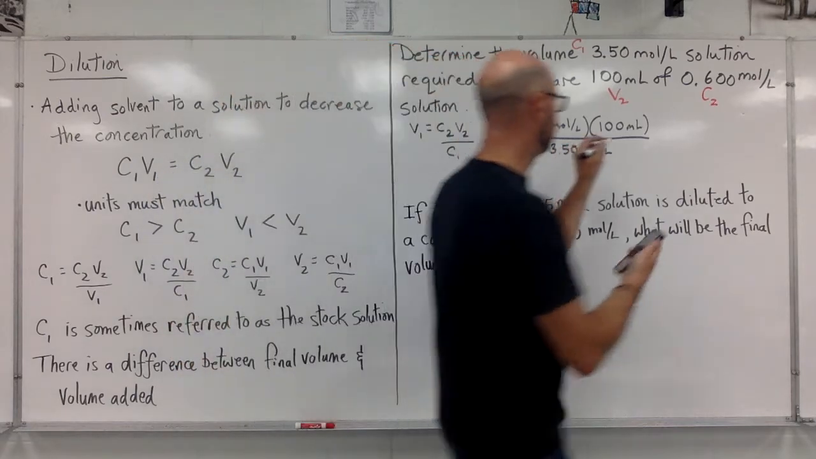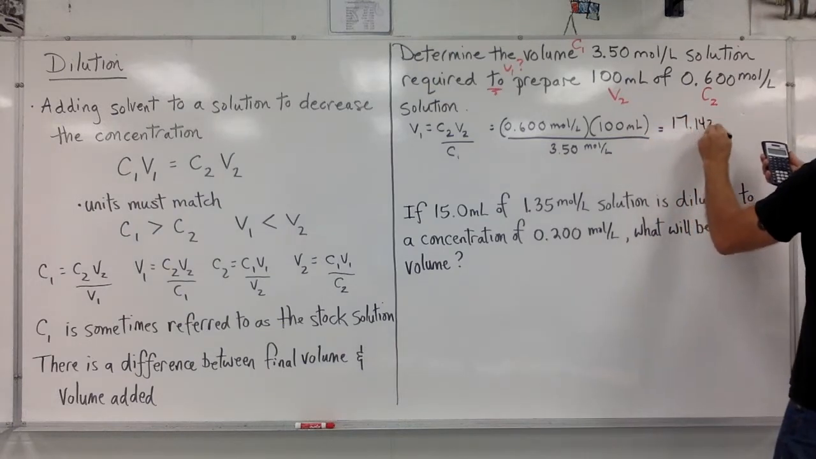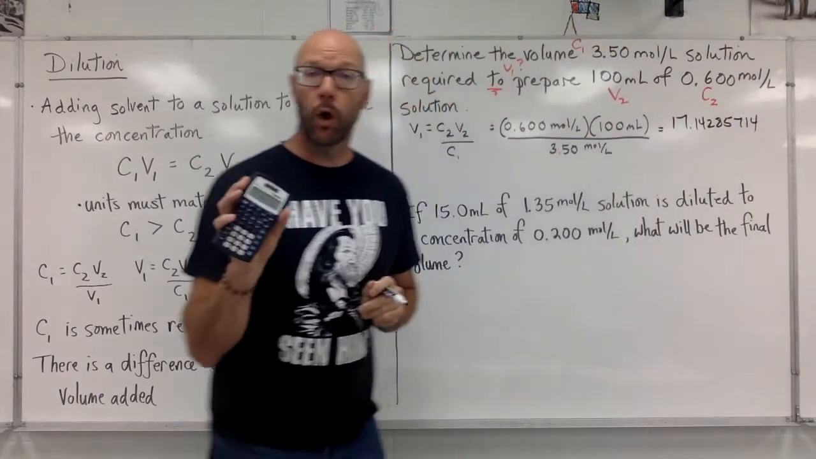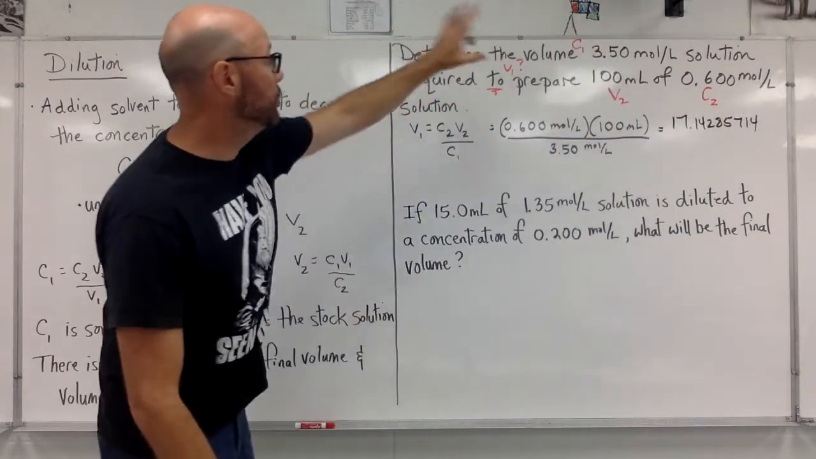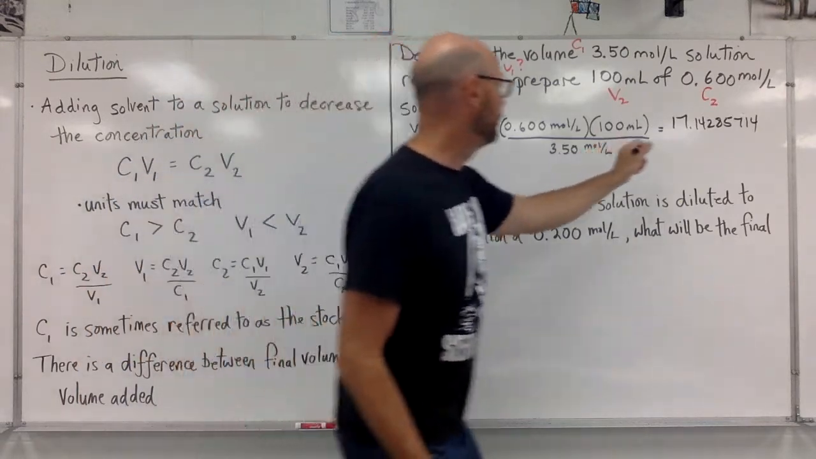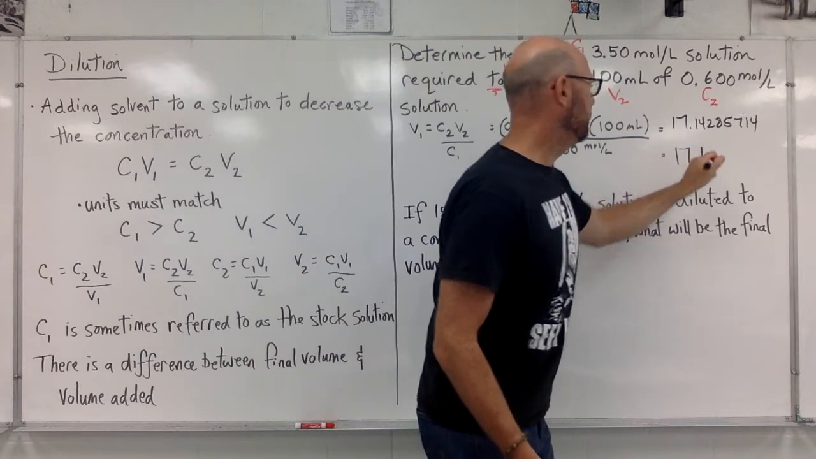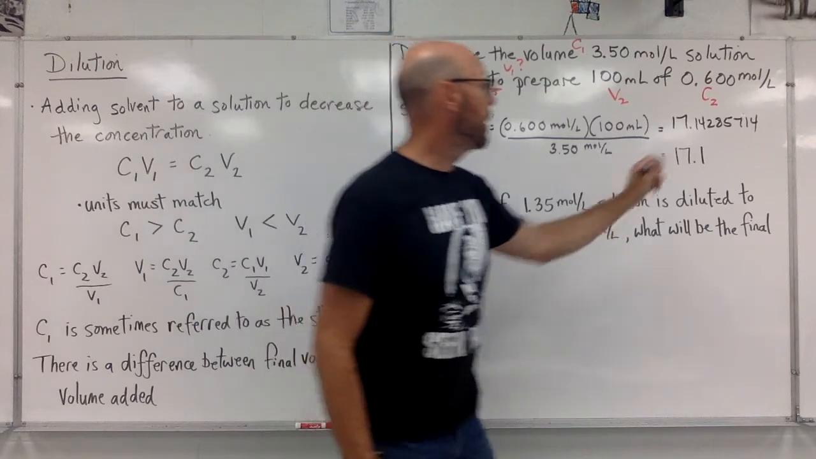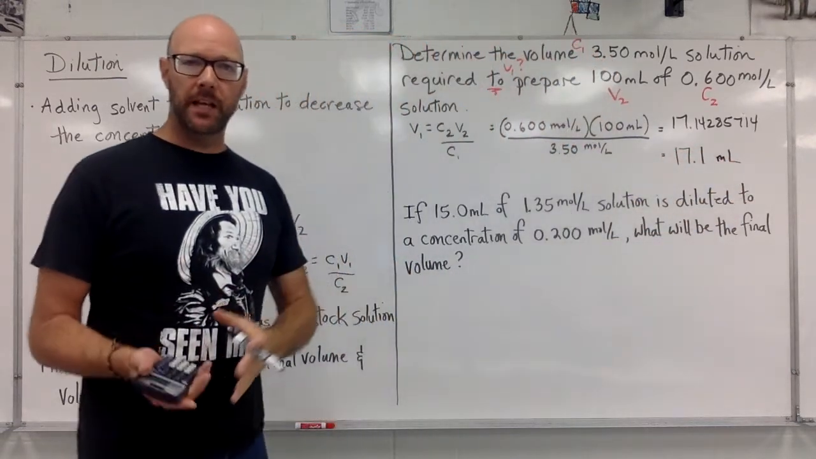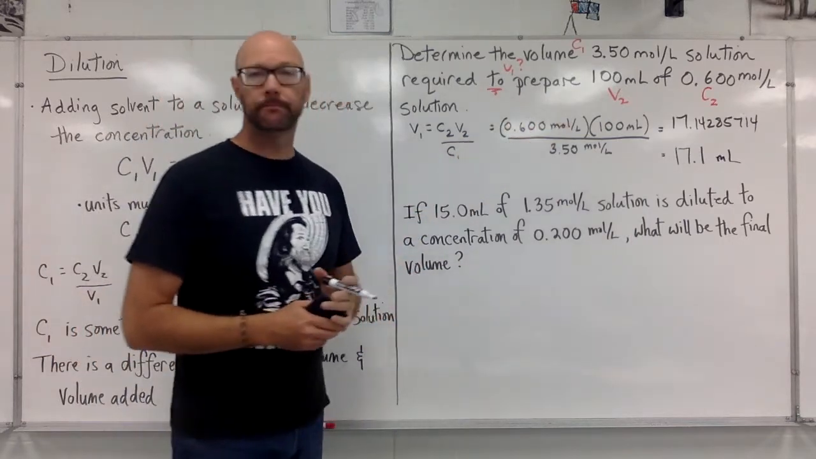I get the answer, 17.1428571. Big, long, raw answer, which you need to round off to, I look at my question, 3 significant digits, fairly typical. This is 17.1. We already talked about the units, milliliters. I had the expectation that the answer would work out to be less than 100, and sure enough it did.